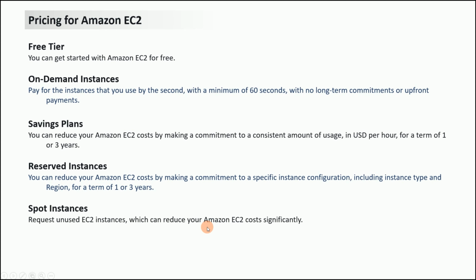And then spot instances. Request unused EC2 instances, which can reduce your Amazon EC2 cost significantly, but they can be unavailable at any time. And if your load is running on that instance and demand for those instances comes, then your instance may stop suddenly at any time.